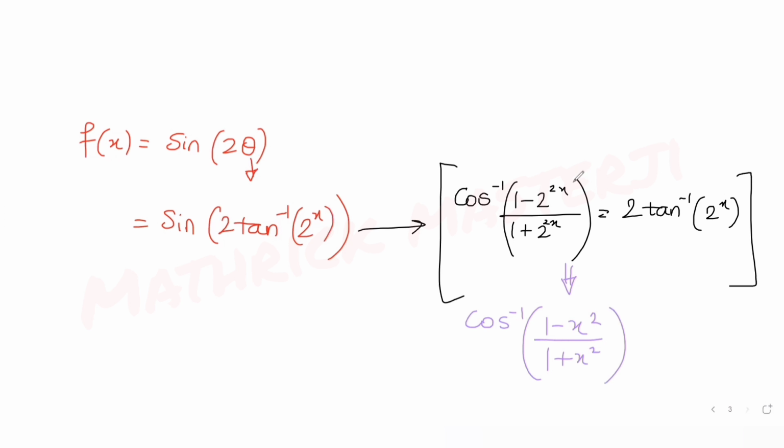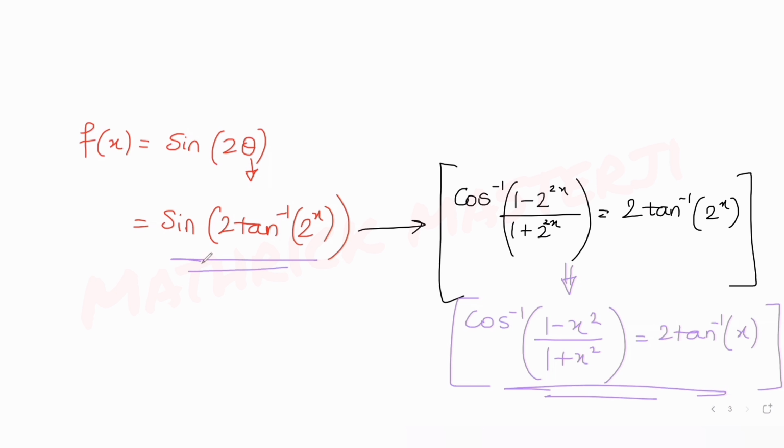So instead of 2 raised to x, if I had x, I can write that as 2 tan inverse x. Right? So this is the idea that we are using here. So now, once I get my f of x simplified, if I just take the derivative of that, differentiating with respect to x.